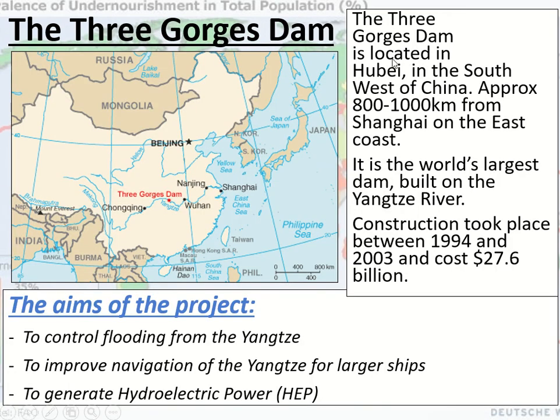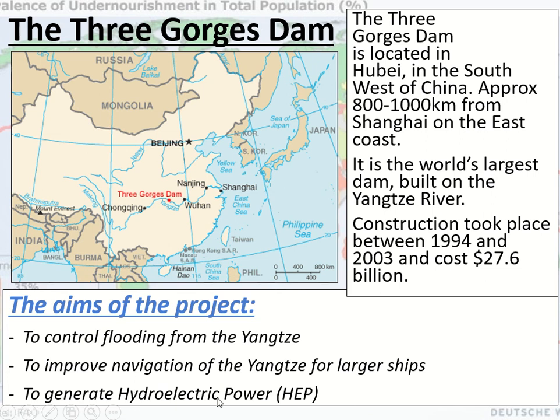So we're going to start with the top boxes. The aims of the project, the Three Gorges Dam, are listed here, so you can just get these notes directly onto your handout. It was designed to control flooding from the River Yangtze. It was designed to improve navigation of the River Yangtze for larger ships. So the big container ships that have masses of containers were able to access further up the River Yangtze because the Three Gorges Dam meant that the river was wider and deeper.